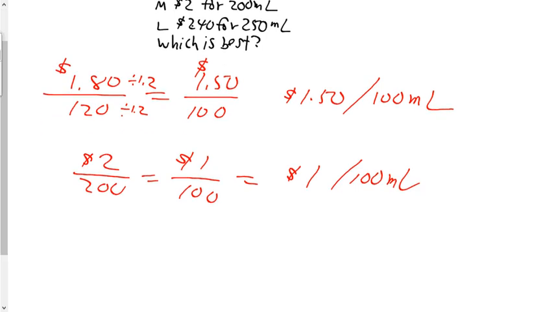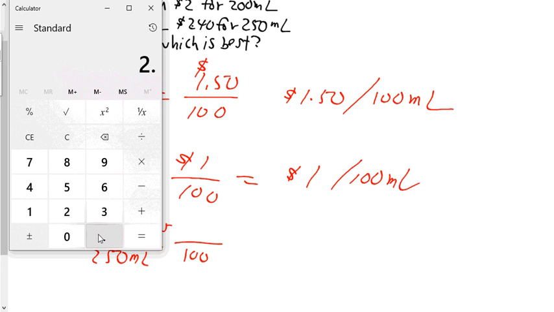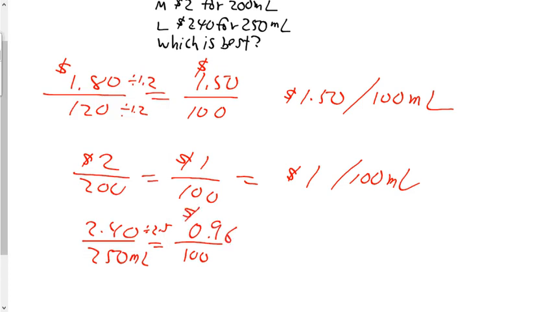And the large is $2.40 for 250 mils. Divide both by 2.5. You get 100. And $2.40 divided by 2.5 equals 0.96. So therefore, it is 96 cents per 100 milliliters. And therefore, the answer is the large is the best deal.